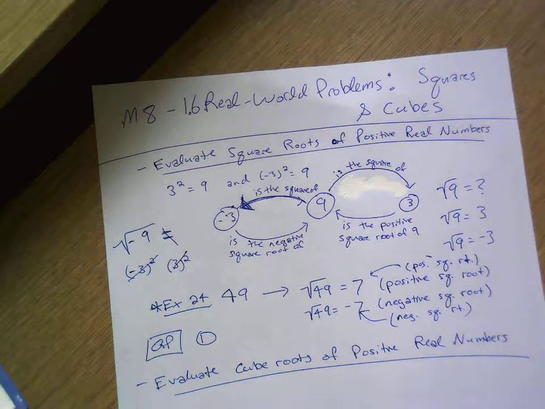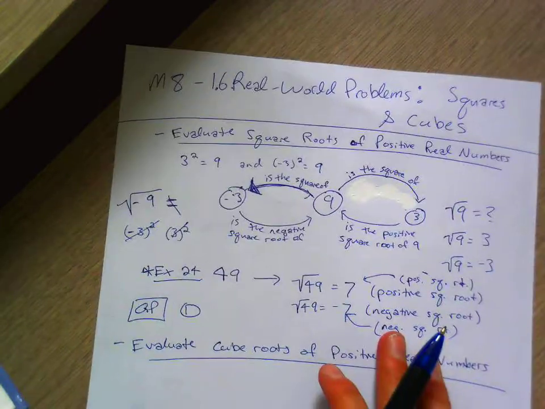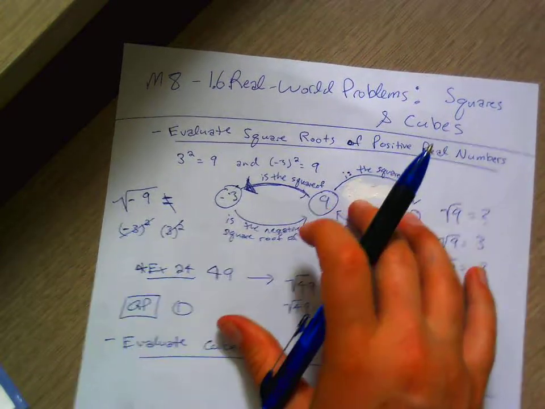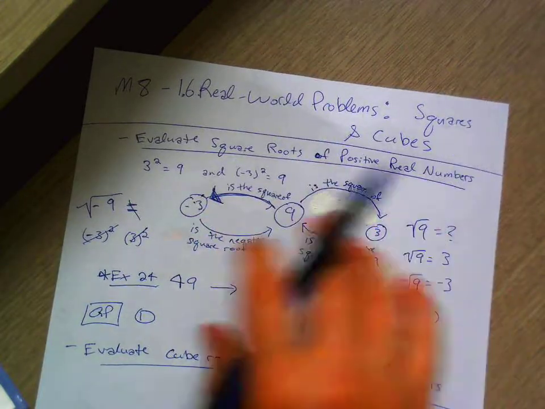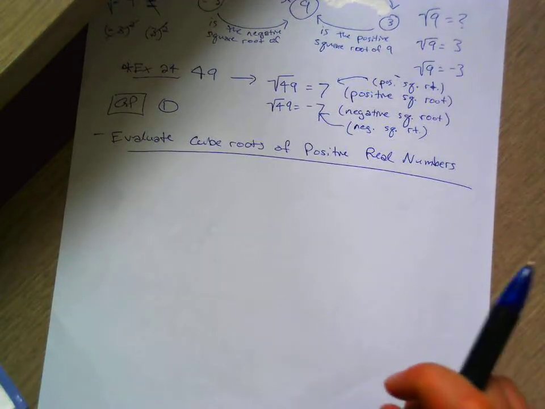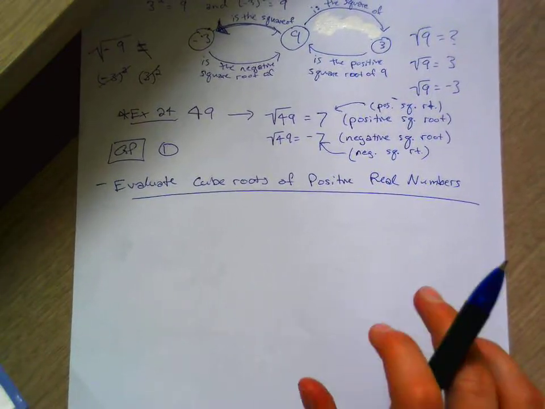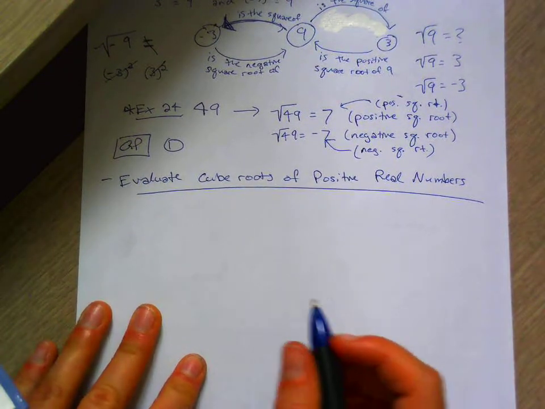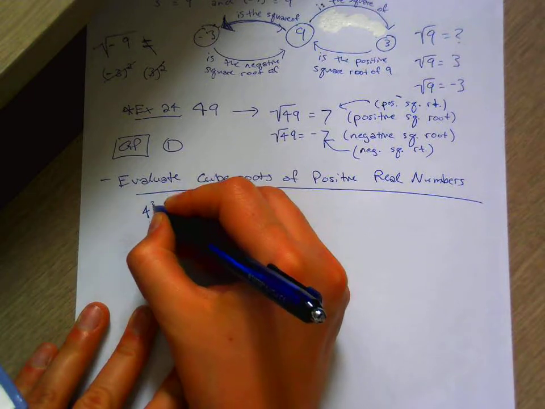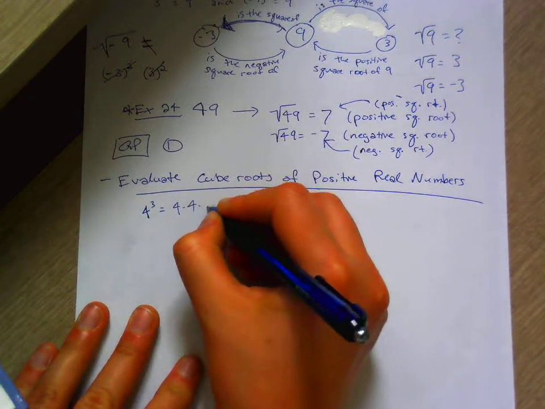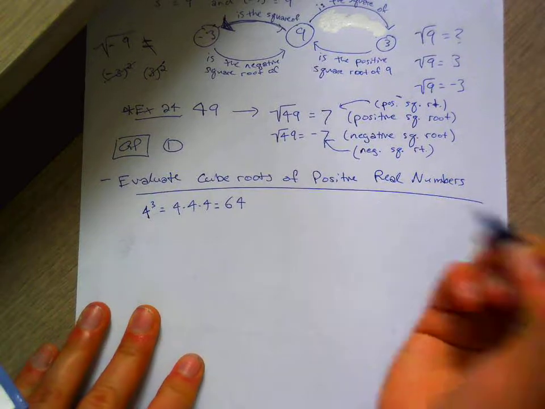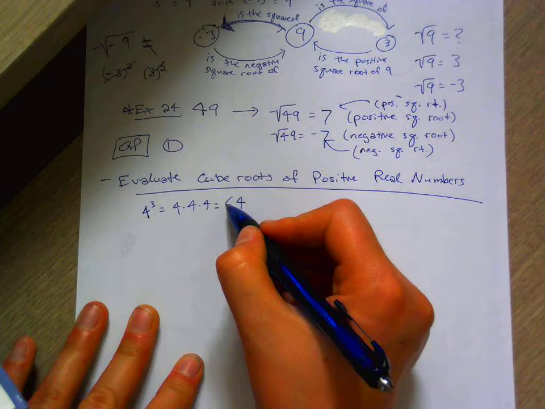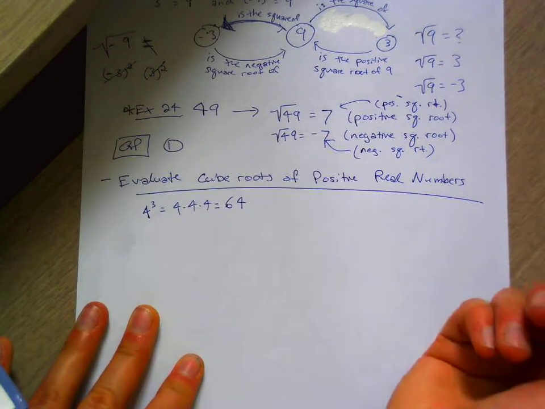Here we go. So we have moved on from this top part where we learned that there are in fact two answers. We've been just doing the positive square root, but there are in fact two answers, the positive square root and the negative square root. And we're going to go on to what happens with cube roots in real life. Let's evaluate. So we will start with 4 cubed equals 4 times 4 times 4 equals 64, right? Here you go.